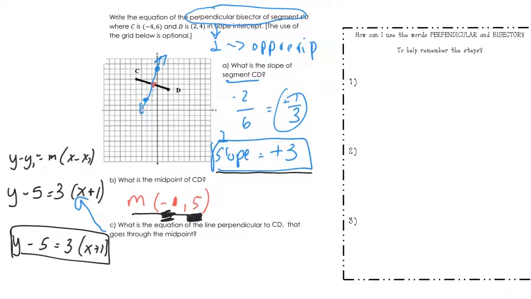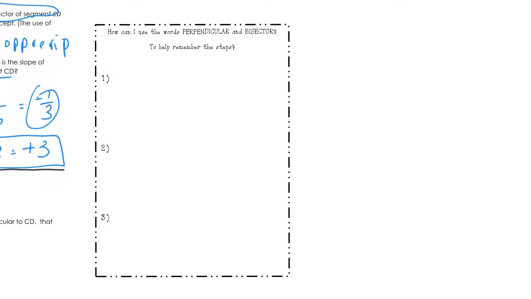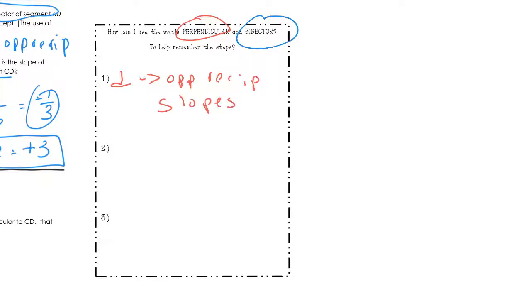There's no you-try problem on this page, but here are some tips to help you remember the steps. One, think about the words perpendicular and bisector. There's two words here to do a perpendicular bisector. Perpendicular means I need opposite reciprocal slopes. Bisector means it hits the middle, so I've got to find the midpoint. Then I'll have the slope and a point, so I can use slope-intercept or point-slope form to write the equation of this line.